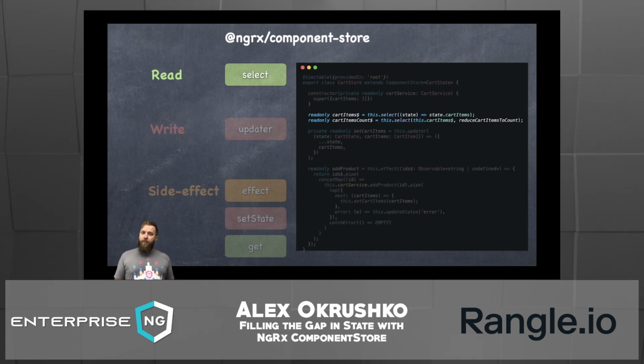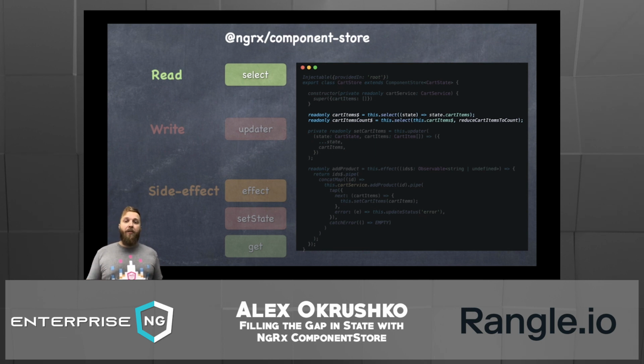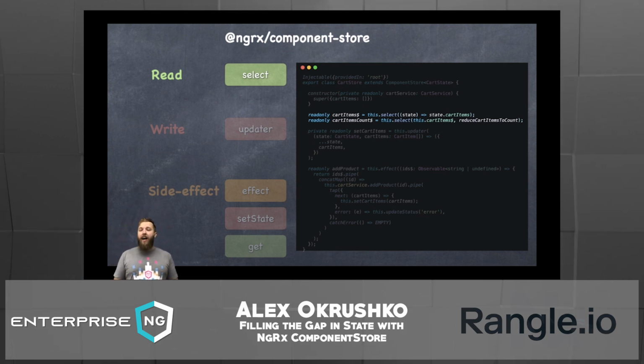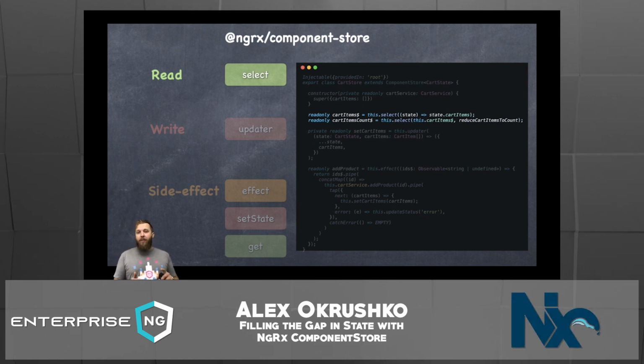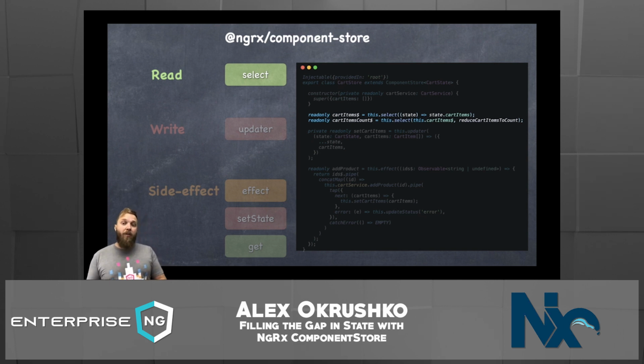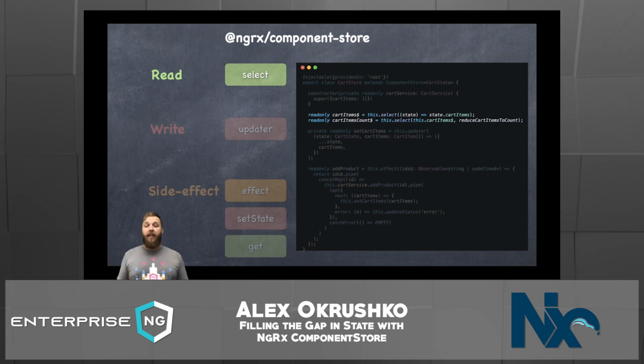However, we can go even further. We can select that observable, pass an observable into it, and pass a function that transforms those cart items to the count. And then we have another property, the cart items count observable. What's cool about select is that it's highly performant. It has all the share replays you need, it has distinctUntilChanged, and moreover, it also unsubscribes when the component store is destroyed. So it's all built into that select, highly performant. Alright, so this is how we read.